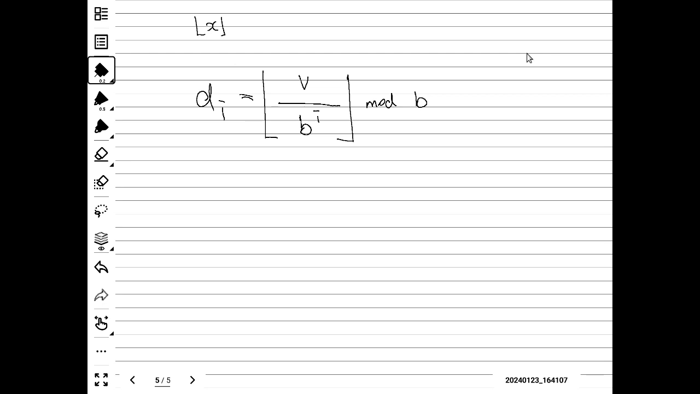The floor of X is the largest integer that is, let me try to remember this, greater than or equal to X. Okay, so let's go through some examples. Nope, I got it wrong, sorry, let me fix this. Not greater, but less than. There we go, now it makes sense. Because the largest integer that is greater than or equal to something is infinity. You can keep going, that doesn't make sense. So it has to be less than or equal to.